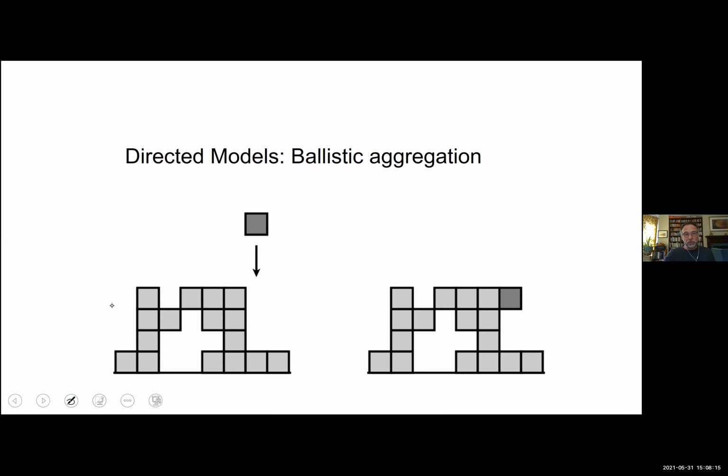Okay, so we want to look at directed models, and the most famous of these directed models, and the first model studied back in the 80s, is this model called ballistic aggregation. So the ballistic aggregate is a Markov process with state space piles of blocks over Z.